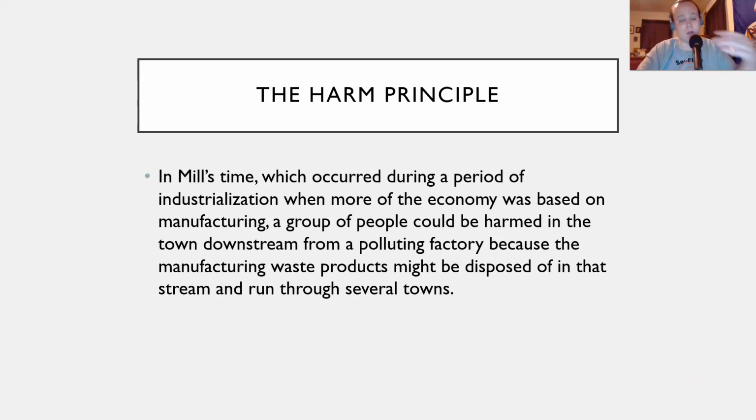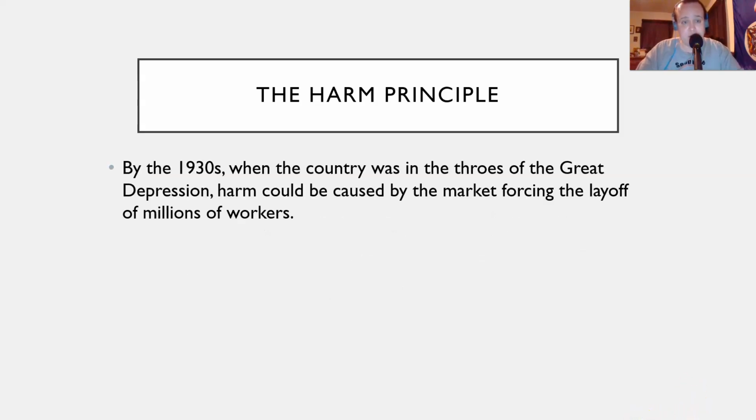So, in Mill's time, though, which occurred during a period of industrialization, a group of people could very well be harmed in a town, maybe down the river from a factory that's polluting, because the manufacturing waste products might be disposed of in that stream and run through several towns. Harm could also be caused by the market forcing the layoff of millions, like we saw in the Great Depression.